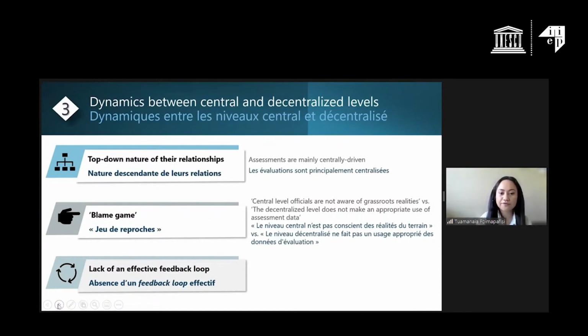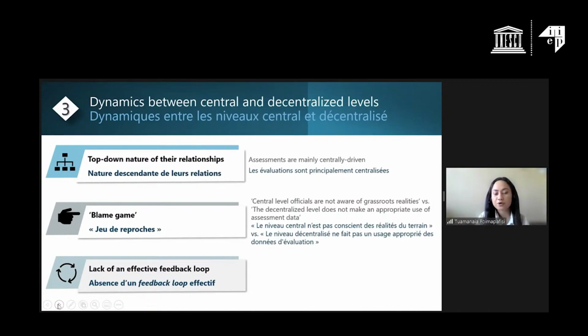The evaluation of assessments remains highly centralized from design down to the analysis, and it's mainly the players at the central level. So the decentralized level does not really play a major role. It's rather a passive role, because even if they receive some guidelines, their needs are not often taken into account. So rather than a constructive dialogue, what we see is a set of criticisms between the central and the decentralized level, where the decentralized level criticizes the people at the central level for not being aware of the difficulties they are faced with on the field.